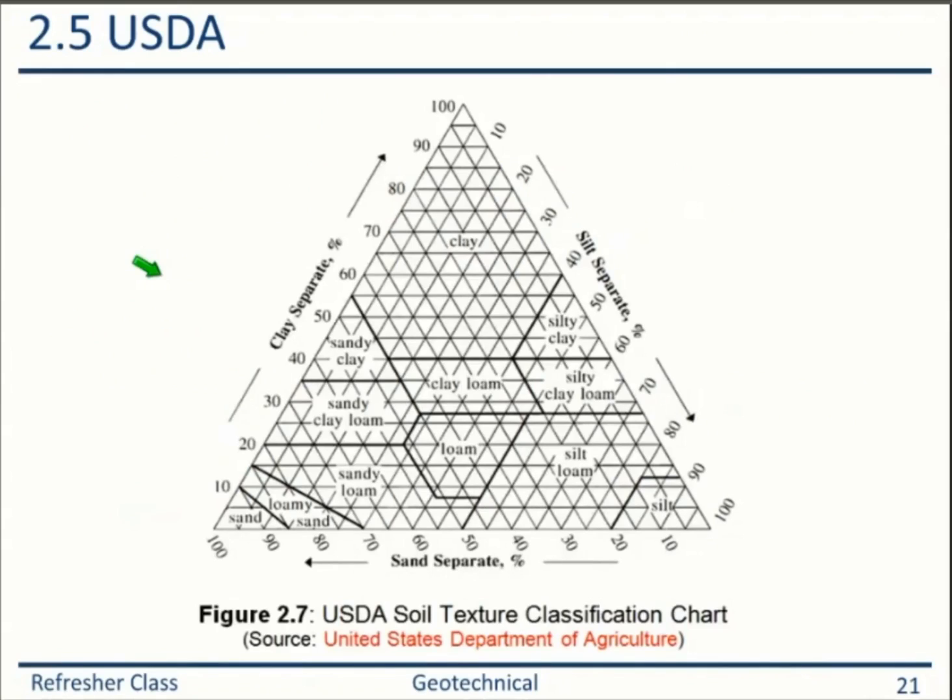This is a triangle, right? Here, it is the percentage of sand. You have got 0% here, 100% here, 10, 20, 30, up to 100 here. On these sides, you have got clay percentage, or clay separate, running from 0% here to 100% here. And silt fraction is presented here, 0% here, 10, 20, up to 100% here.